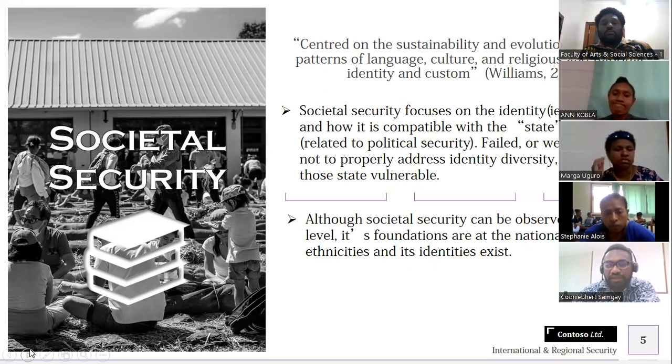So failed or weak states tend not to properly address identity diversity, which makes those states vulnerable. And Papua New Guinea, we've handled that particular area well, where we've managed to put together an identity that we all can come under, which we believe that we are a land of many languages and cultures. That's our identity. So although societal security can be observed at a macro level, which is international, its foundations are at the national level where ethnicities and identities exist.